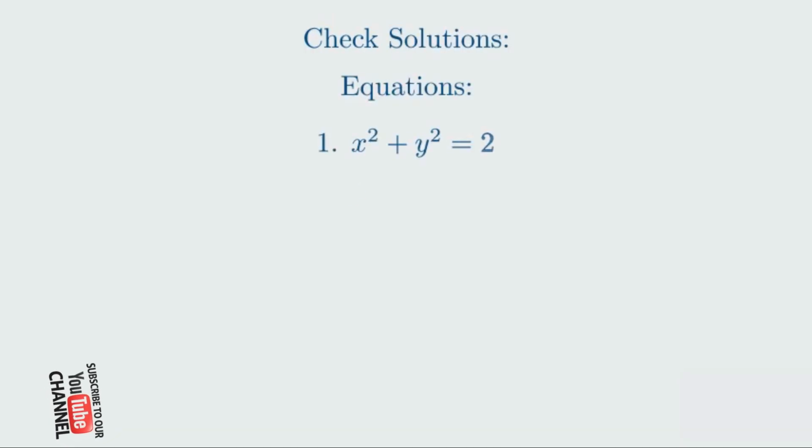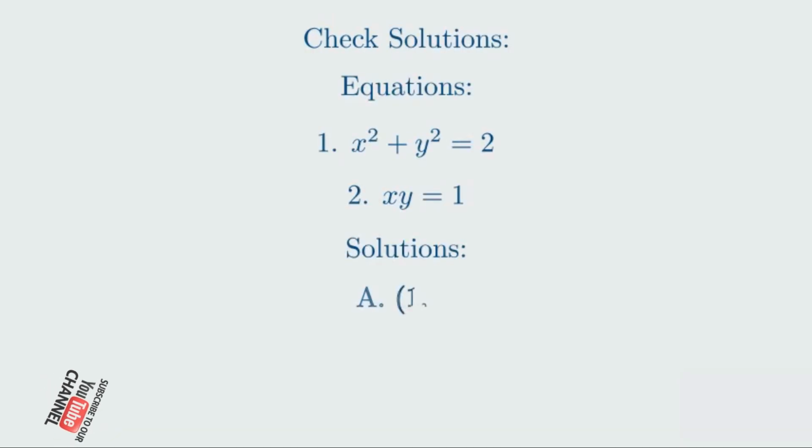We've found two potential solution pairs. The final and very important step is to check our answers by plugging them back into the original equations. We must verify our solutions. We have two pairs, (1, 1) and (-1, -1), and two original equations to check against. Let's check the first solution, (1, 1). First into equation 1.